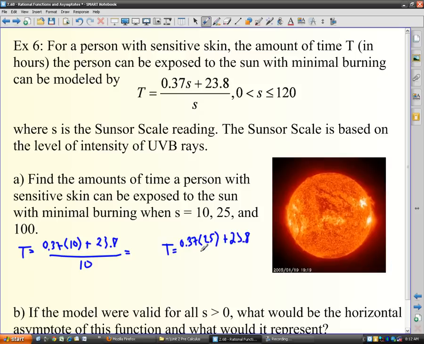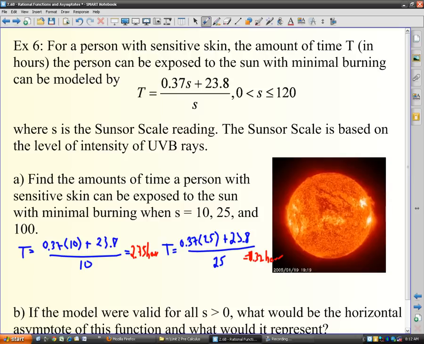And I guess we should probably figure out what these numbers are. If you get out your calculator and actually plug these numbers in, you will find that you get approximately 2.75 hours for when the sun sensor scale is 10. When it is 25, you only get about 1.32 hours. So you're talking approximately an hour and like 15-20 minutes, something like that.